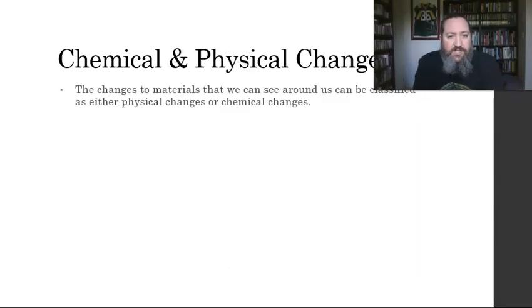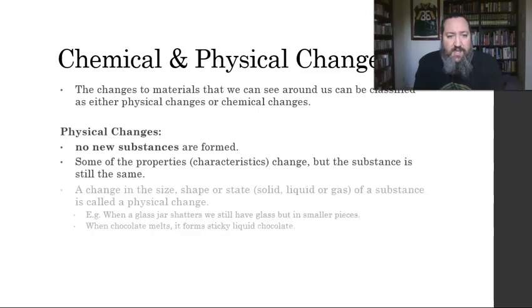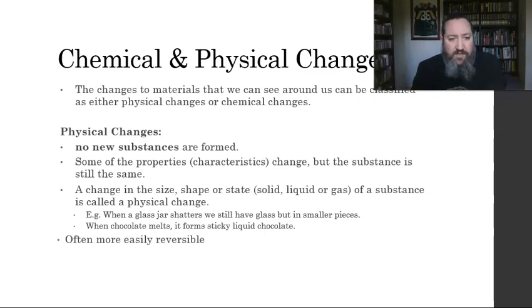So chemical and physical changes are things that we can see around us. With physical changes, there's not a new substance being formed. Some of the properties may change, but the substance actually stays the same. So size, shape, state are all examples of physical changes. Something breaks or melts or freezes, etc. Quite often these are pretty easily reversed. It's not always the case, certainly, but it's often easier to reverse a physical change than a chemical one.